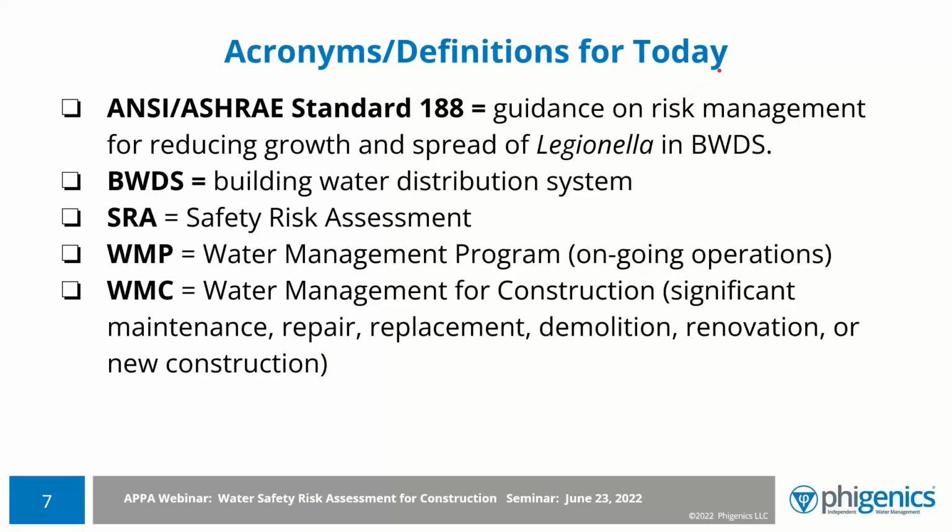I also want to take a moment to define several acronyms we will use throughout the presentation. First, ANSI-ASHRAE Standard 188 is the guidance document on risk management for reducing growth and spread of Legionella in building water distribution systems, or BWDS, as it will be referred to throughout the presentation. The next is the SRA, or Safety Risk Assessment, which will be the tool that Dr. Scanlon will review. And then finally, to differentiate between WMP and WMC.